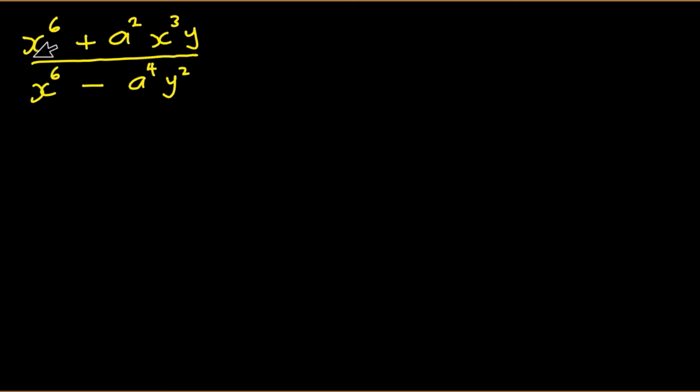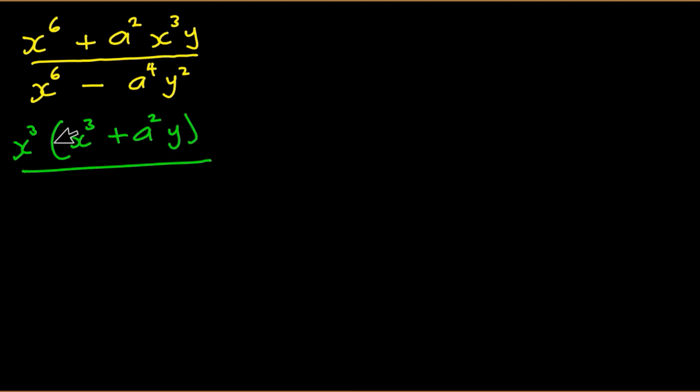As you can see, we have x to the power 6 over here and then x to the power 3 over here. So this means that we can factor x to the power 3 out. So we have x^3 times (x^3 + a^2 y) all over. As you can see, we have x to the power 6 over here, but there's no x over here. So this means that we can factor x out.